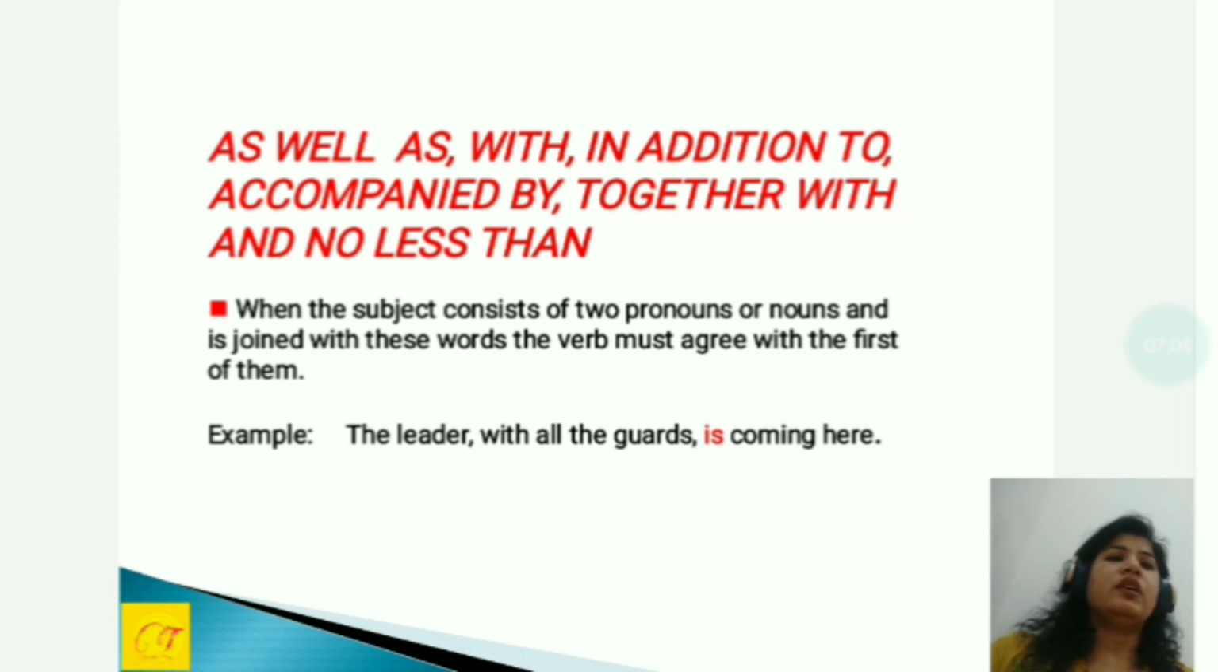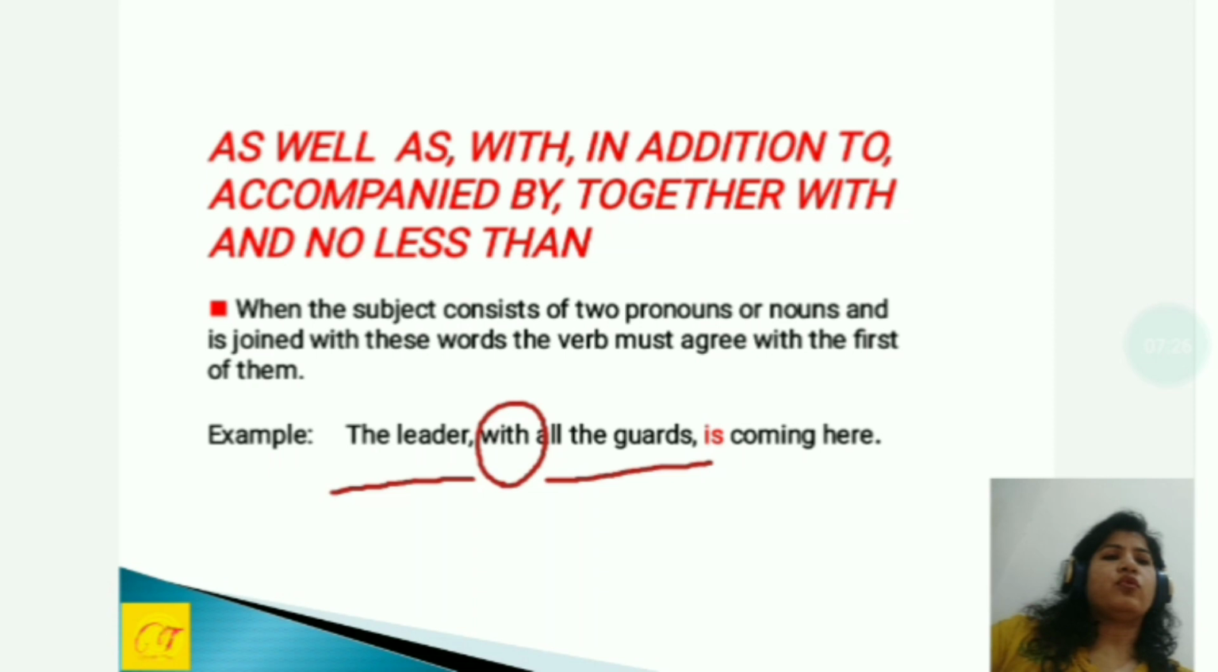If these words are used to join two nouns or two pronouns, like in this example, the leader with all the guards, with is used to join these two subjects, then which verb would go with it, singular or plural? Let's look at the rule.